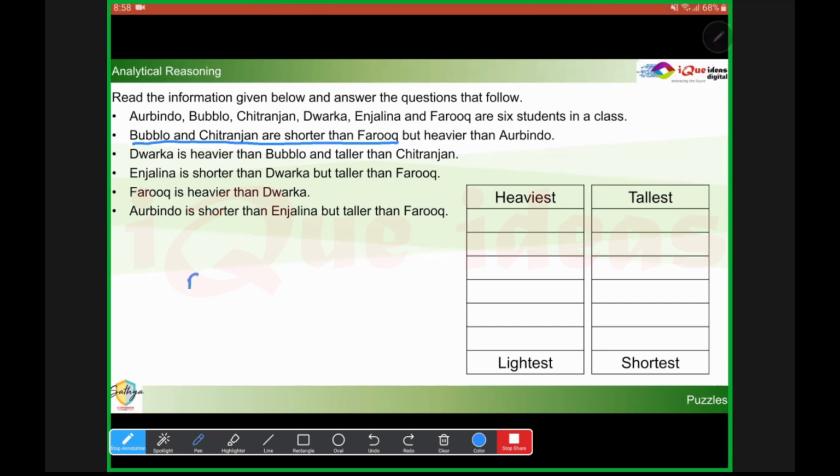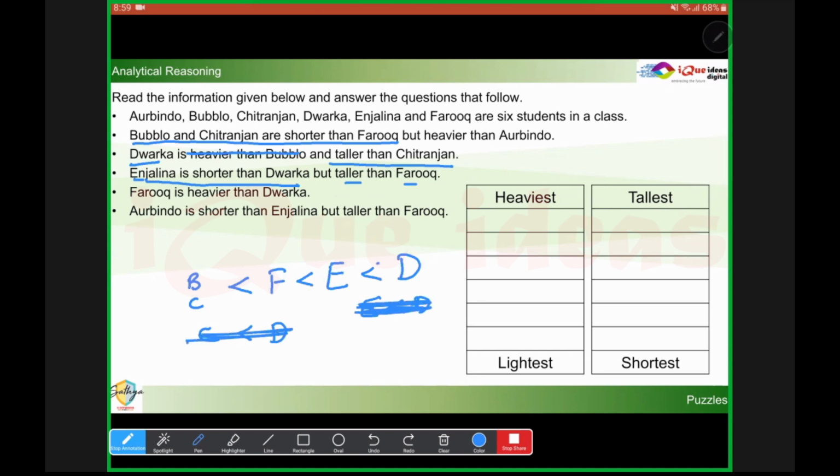So B and C are shorter than F. B and C aapas mein kitne hai wo pata nahi, but B C dono F se chote hain. Ab heavier ka mujhe koi lena dena nahi hai. D is, ye heavier than part bhul jao. D is taller than C. So D is greater than C. Itna pata chal gaya. Okay. E is shorter than D. So E is shorter than D. But taller than F. So E is taller than F and shorter than D. So in sab ka arrangement bhi apne paas aa gaya hai. Correct. So iski alag se zarurat nahi hai.